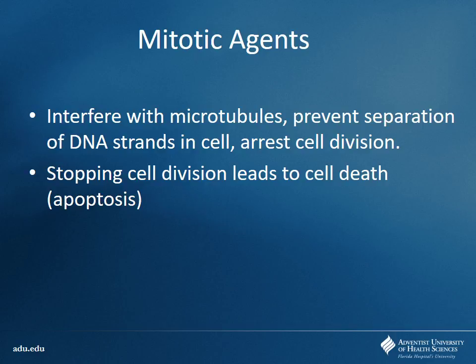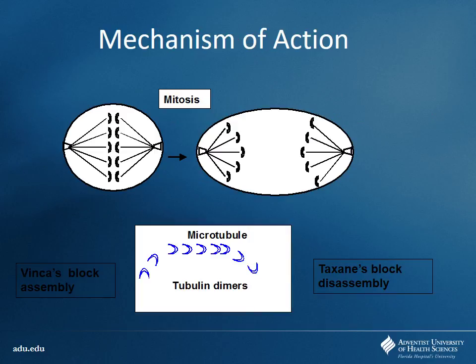So again, the mitotic agents can interfere with the microtubules and prevent the separation of the DNA strands. If you prevent that from occurring in the first place, you basically halt the whole cell division at that point. And when you stop it at that stage where they can't pull apart, that induces cell death and apoptosis. So again, fun picture here where you normally see mitosis occurring. They pull the different chromosomes apart. The Vinca alkaloids are going to be working specifically on blocking the assembly of the microtubules. You're going to see the taxanes block disassembly. So a little bit different in their mechanism there.